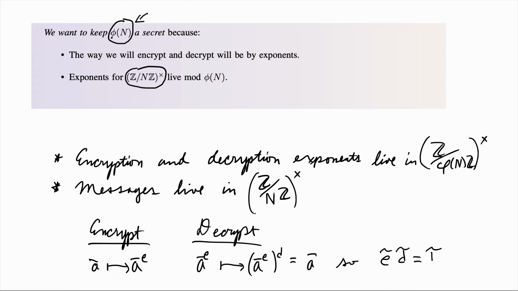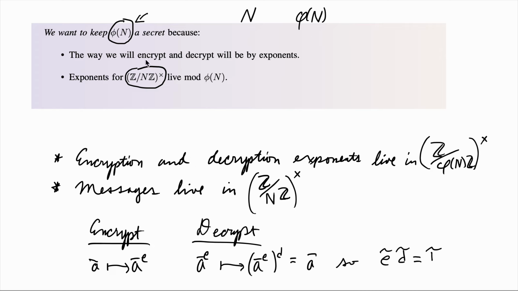So we want to keep phi of n a secret. We don't want anyone to be able to figure that out. We do want the public to know the number n though. We want them to know what mod we're working in, but we do not want them to know what phi of n is, because if they do, then when they intercept the message, they can figure out what the private key is and decrypt the message when they shouldn't.